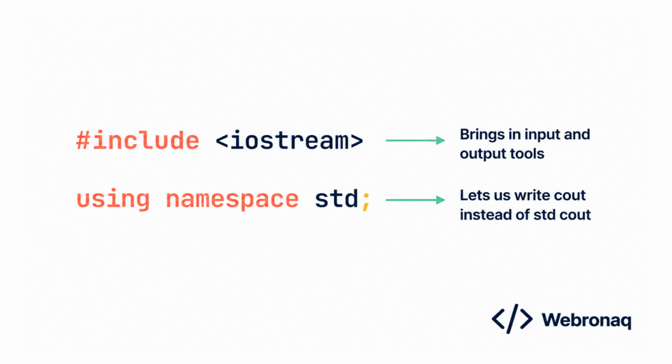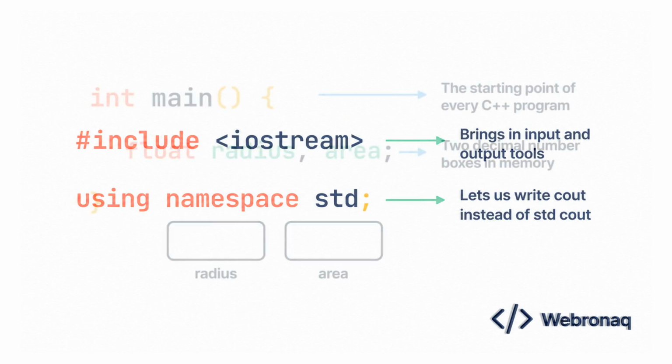The second line, using namespace std, is a small convenience. Every name in the standard library, cout, cin, string, vector, all of it, lives inside a namespace called std. Without this line, we'd have to write std::cout every single time. With it, the compiler knows where to look, and we can just write cout directly. It's the same idea as adding a folder to your system path, so you don't have to type the full address every time you run a command. Now with the setup done, we're ready to write the actual program logic.